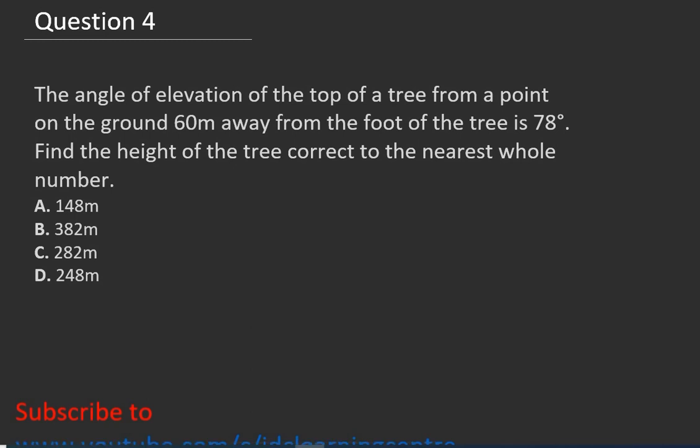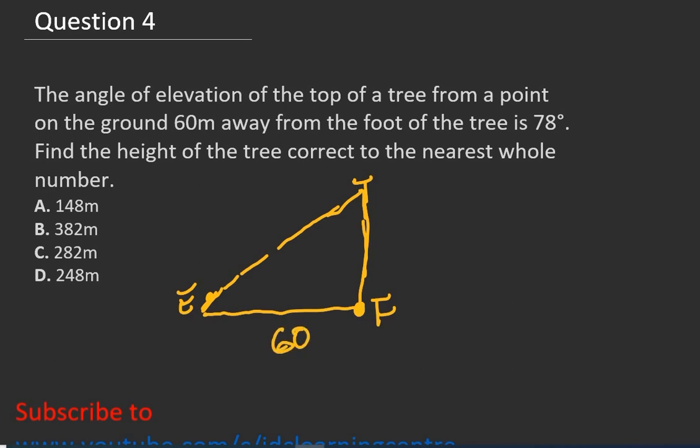Now, if this is the tree, the angle of elevation of the top of a tree from the point, now let this be the point on the ground, let this be the eye, down the angle of elevation to the tree, on the ground 60 meters away from the foot of the tree. Let's say this is the tree. Now this is the foot of the tree. So from the eye to the foot of the tree is 60 meters, and then the angle is 78 degrees. So this is the height of the tree.